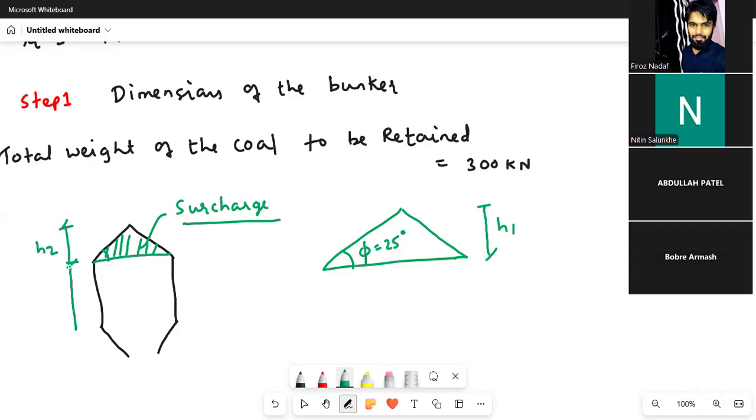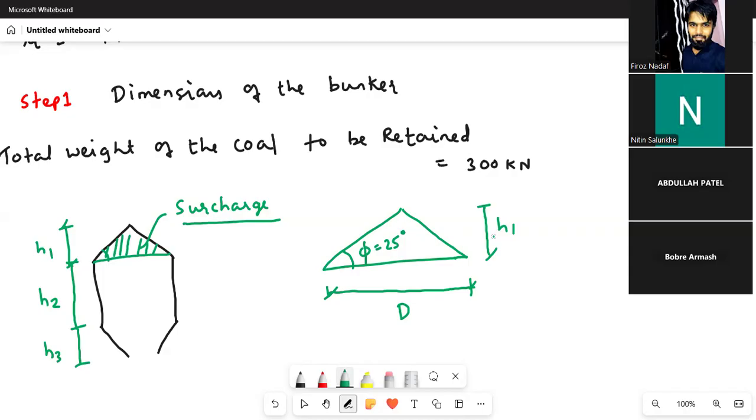And the middle part of the bunker is just like a cylindrical circle. The middle part is H2, and the depth of the hopper bottom is H3. So how to find H1? Since it is a circular bunker, the bottom part will be the diameter. It will not be square. In the previous case it was square, but here the bottom portion will be the diameter of the bunker, denoted as capital D.